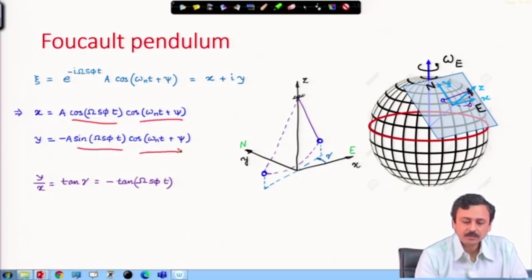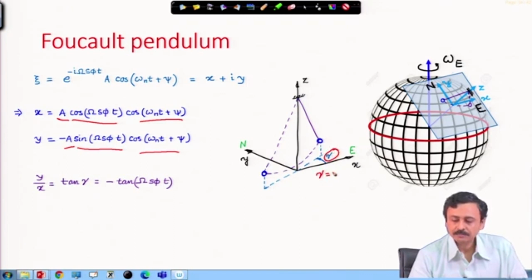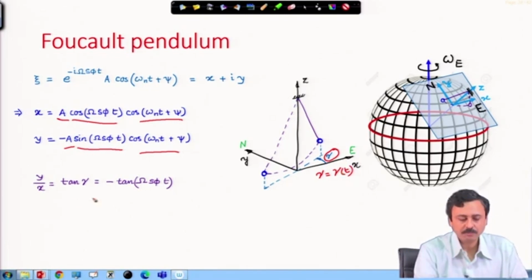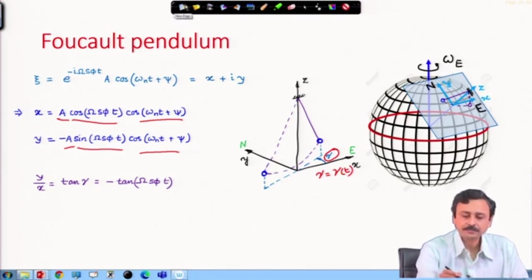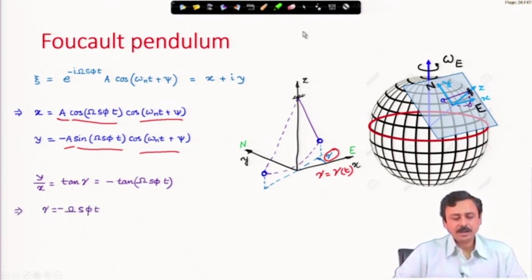These two factors are common, a is also common. Therefore, what I am left with, y over x, which is tan gamma, is minus tan of omega sin phi t, which means what? Gamma is a function of time. So, you should be able to find out what gamma is. From here we can find out gamma, and it turns out that gamma is minus omega sin phi t, straightforward.